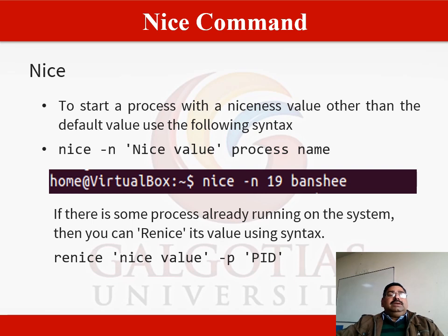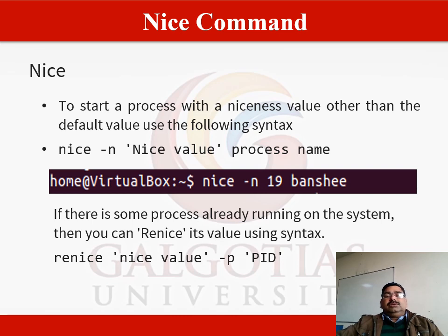To start a process with a niceness value other than the default value, use the following syntax: nice -n, then the nice value, then the process name. You can view this in the terminal: nice -n 19 Bansi. This is an audio file, the process name is Bansi, and the nice value is 19. We have changed the priority of the process to 19.